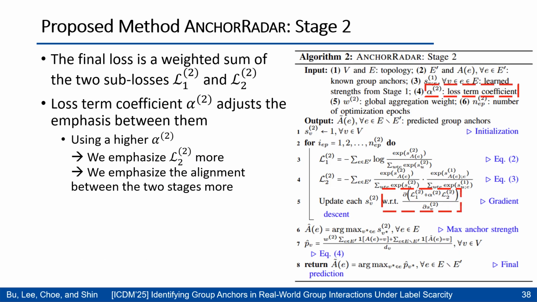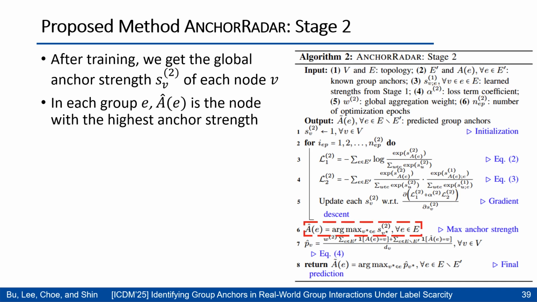Then the final loss is a weighted sum of the 2 sublosses with a loss term coefficient alpha2 that adjusts the emphasis between them. After training, we learn global anchor strengths, and for each group E, we get an A hat E, which is the node with the highest anchor strength.